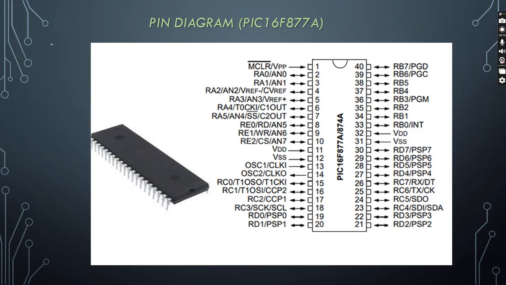As we see, this is the pin diagram of the PIC16F877A. It is a big package, which means both sides have pins, and it has 40 pins, ranging from 1 to 40.